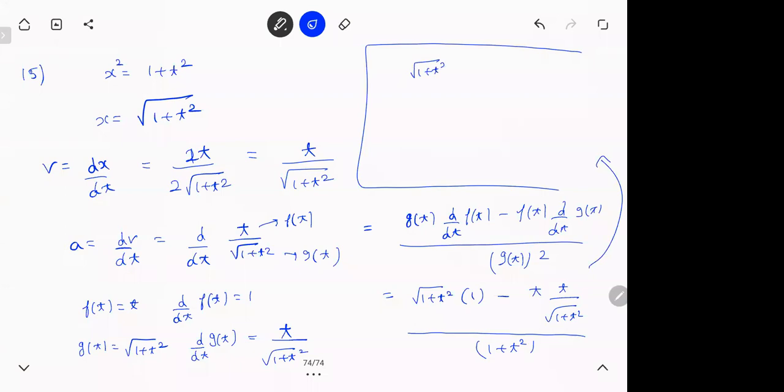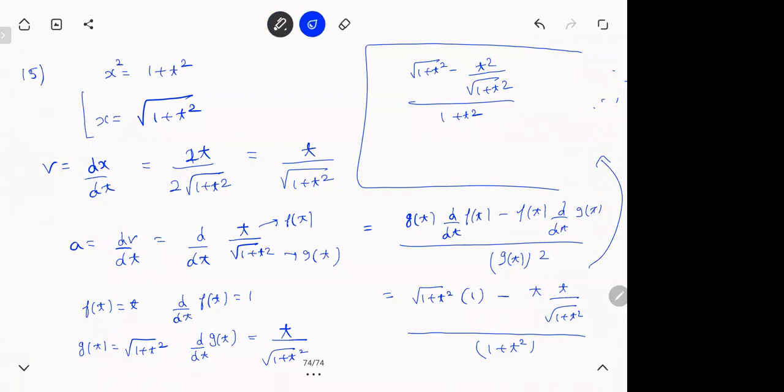Root 1 plus t square minus t square by root 1 plus t square by 1 plus t square. Multiply 1 plus t square minus t square by 1 plus t square whole power 3 by 2. Or there's a better way. Just divide it, na? Ho gaya. This will be 1 plus t square by t square by 1 plus t square and root over 1 plus t square.